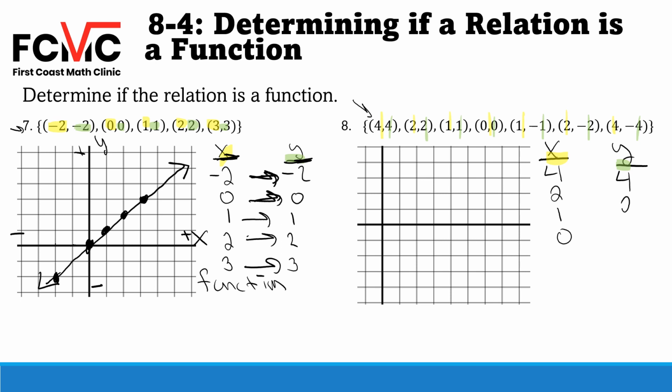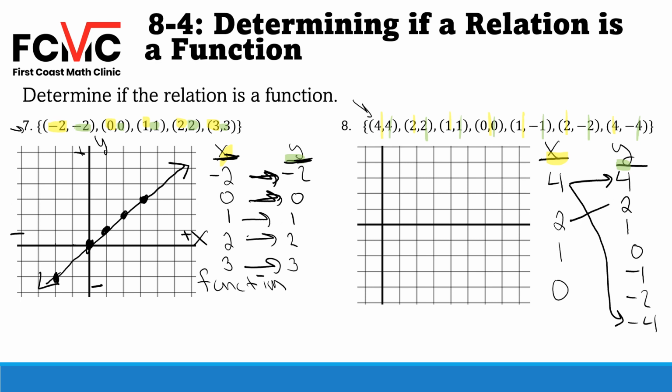So we're going to have 4, 2, 1, 0, -1, -2, and -4. Now I'm going to space this out a little bit. So we've got 4 paired with 4, and 4 is paired with -4. 2 is paired with 2, and 2 is paired with -2. 1 is paired with 1, and 1 is paired with -1, and 0 is paired with 0.